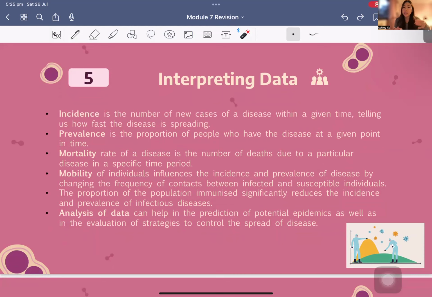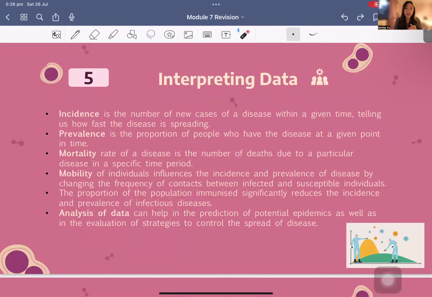Okay, so this is different to incidence, where it's the number of new cases. So prevalence is looking at overall in the population, how many people have the disease. So it could be people who had the disease previously and have not recovered yet, or it could be the number of new cases. It's all added together to make up prevalence. Mortality is the rate of deaths due to a particular disease at a specific time period. Okay, so read over these definitions, understand them, and then go back to our notes as well and try to answer a few questions.